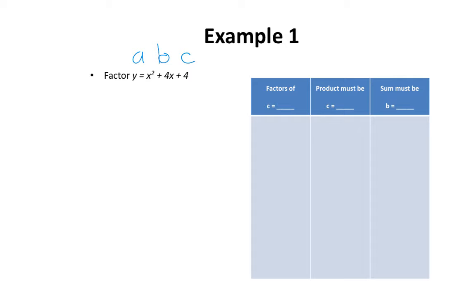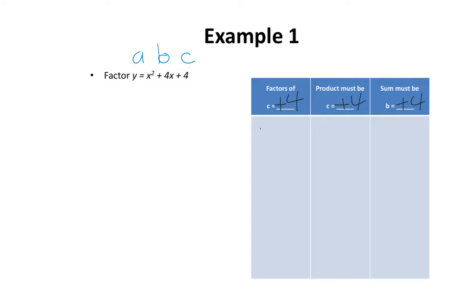Now over on your right, I want to identify my value of c. It is plus 4. I'm going to write the plus sign in. And last but not least, I'm going to write the value of b, which is positive 4 as well. That's just a coincidence. In our first column, we want to think of factors of positive 4.